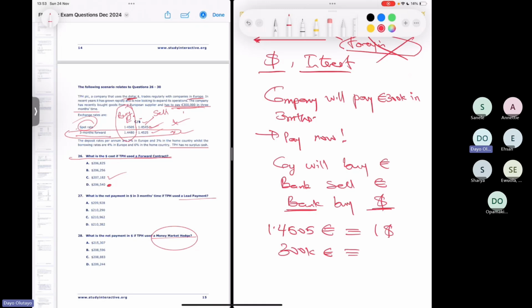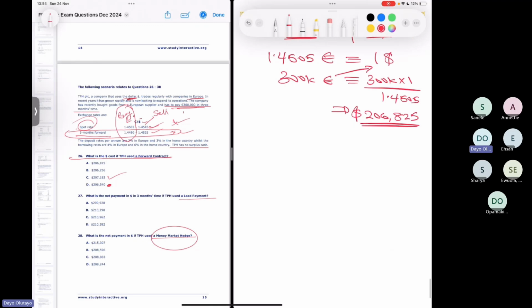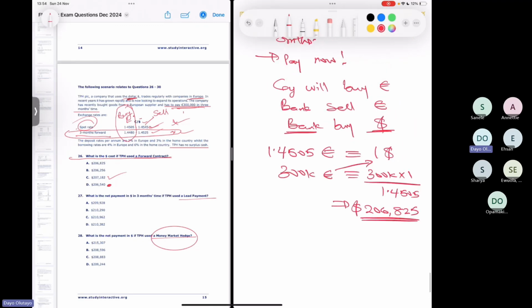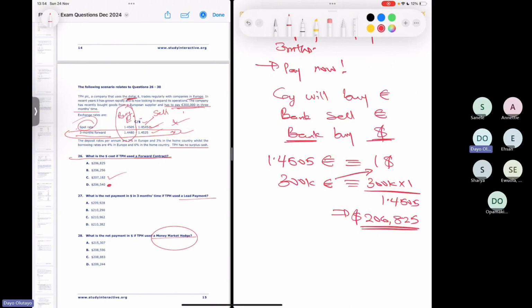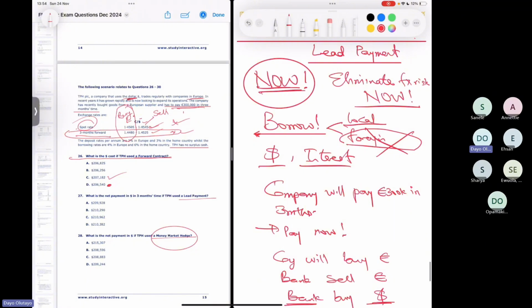And in dollars, it means we need to borrow, cross multiply. So that's 300K times 1 divided by 1.4505. This is the dollar amount that we have to borrow today, and that's 206,825. So we have to borrow this amount today. And once we borrow this amount today, yes, we can convert it, because the bank is going to buy it from us and they will give us 300,000 euro. Then we can pay it off, like I said, now. We want to eliminate it now.